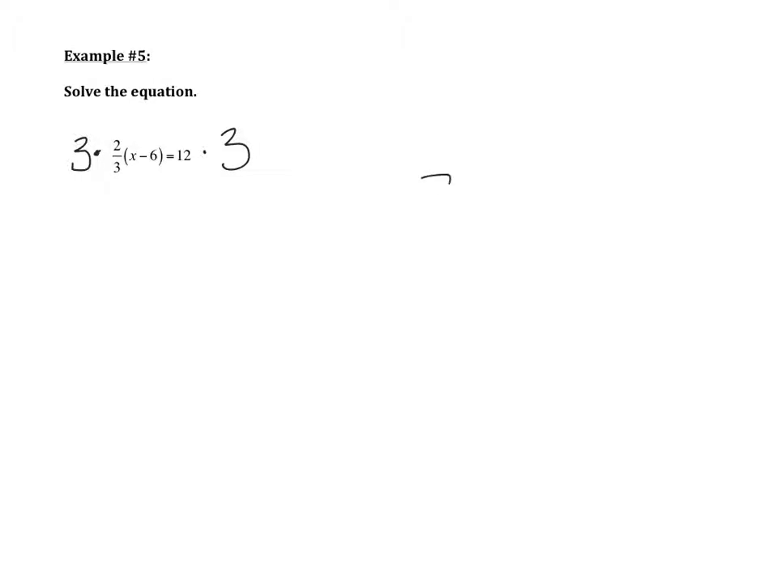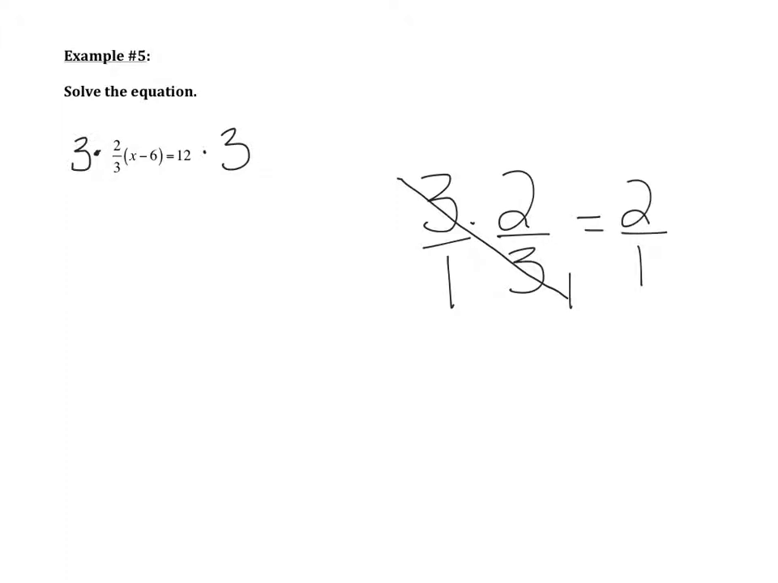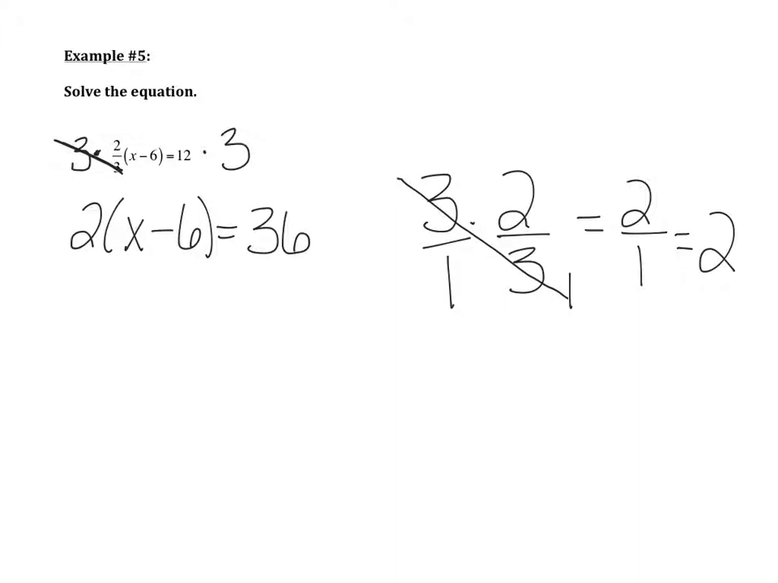So let's do a little side work. If I take 3 times 2/3, remember 3 is technically over 1, so if I do some cross simplification here, 3 goes into 3 once, leaving those just canceling out. So I end up with 2 over 1, which is just 2. So if you notice here, when I multiply by the denominator, those just cancel, leaving me with the numerator. So I have 2 times x minus 6, and remember, if I multiplied by 3 on the left, I also have to multiply by 3 on the right. So 12 times 3 is 36. And now, by one simple little step of multiplying by the denominator, I end up with a much easier problem.